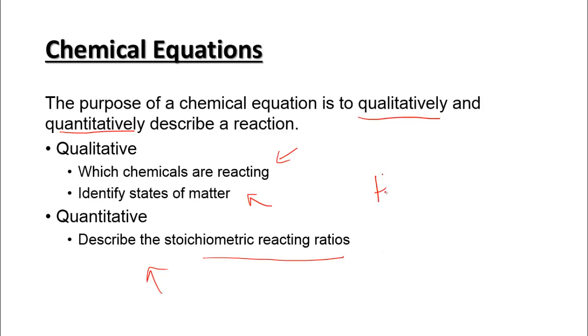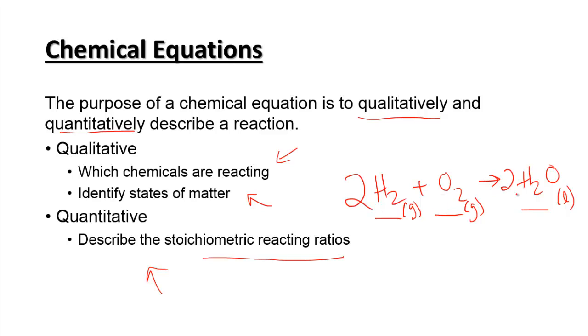So for example, if H2 plus O2 reacts to make H2O, we want to know what substances are reacting. We want to know what their states of matter are if we can. So these are gases, and we end up with liquid water. In addition, we'll get to it in the next video, we'll balance the equations. We want to know what the reacting ratios are: 2 hydrogen molecules react with 1 oxygen molecule to produce 2 water molecules. And balancing also shows the law of conservation of mass.